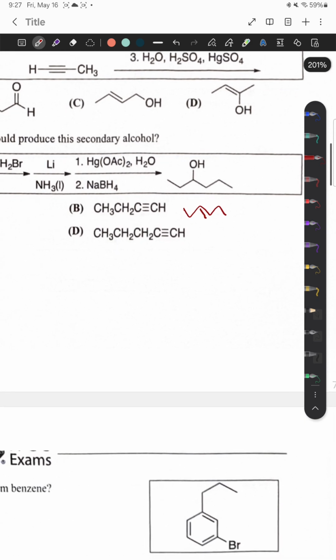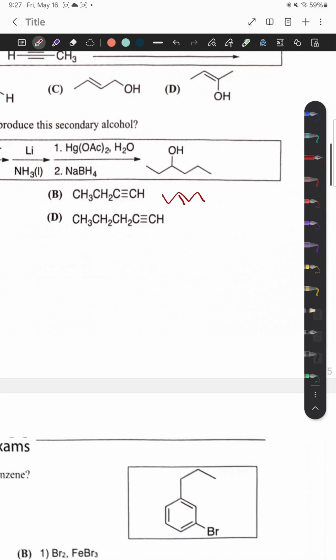Okay, so the second reagent we have is lithium over ammonia, and what that does is it donates electrons, it reduces an alkyne to an alkene. So actually it doesn't deprotonate, it actually protonates it. So if we're going to undo it, we're going to get an alkyne now.